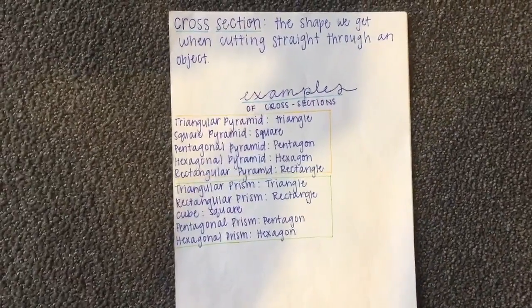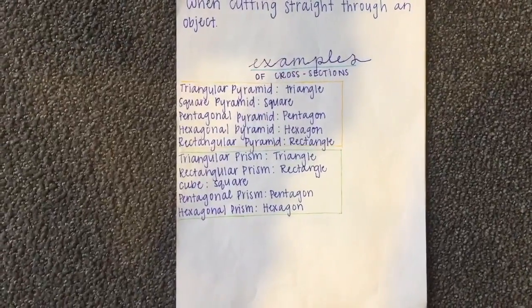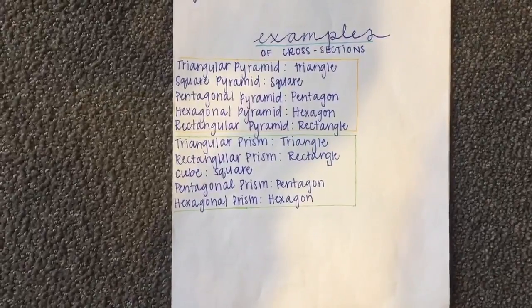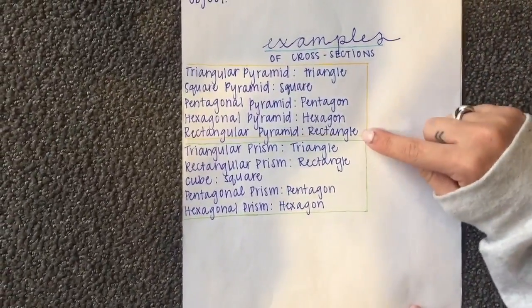A cross-section is the shape we get when cutting straight through an object. Here are some examples of pyramid cross-sections. With a triangular pyramid, you would get a triangle as the cross-section. With a square pyramid, you would get a square, and so on.